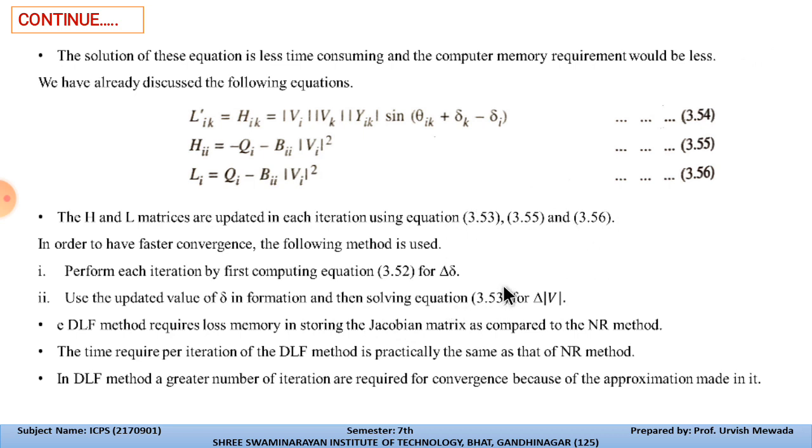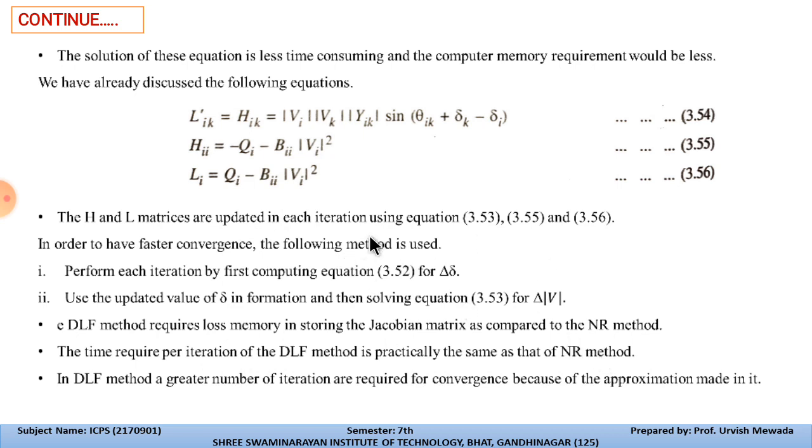So generally we are going to find the delta delta and delta mod V. For that we need to keep in mind these 2 points for the faster convergence of the computation of this system. The DLF method requires less memory in storing the Jacobian matrix as compared to the NR method, and the time required for iteration of the DLF method is practically the same as the NR method.